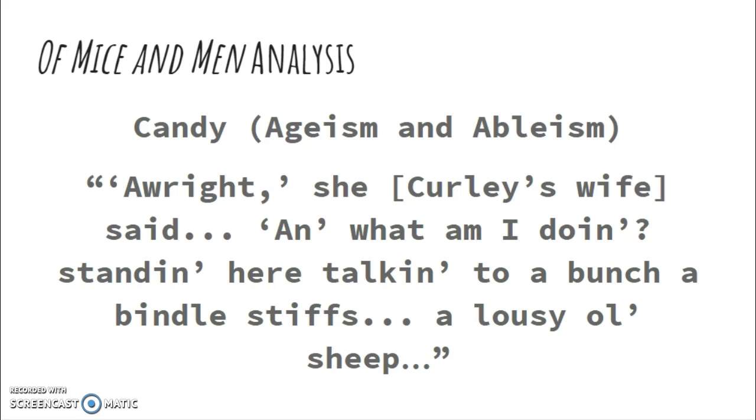So in conclusion, we can see that there are many examples of prejudice in John Steinbeck's Of Mice and Men. He focuses in on 3 specific examples of prejudice: the racism that Crooks faces, the sexism that Curly's wife faces, and for Candy, it's the ageism and ableism that he faces as well. And that's how you make a screencast.